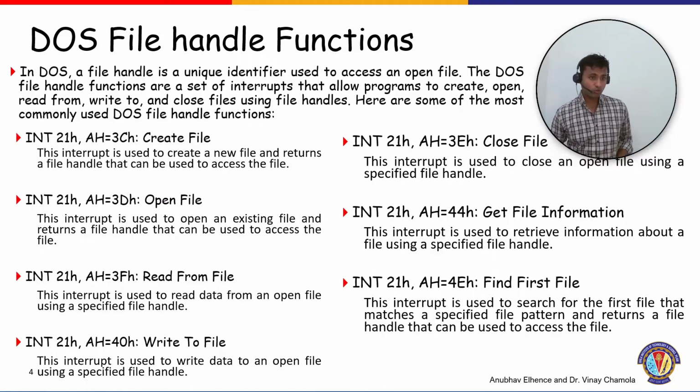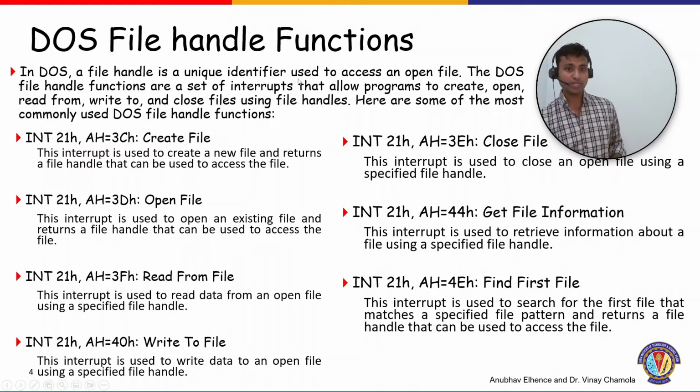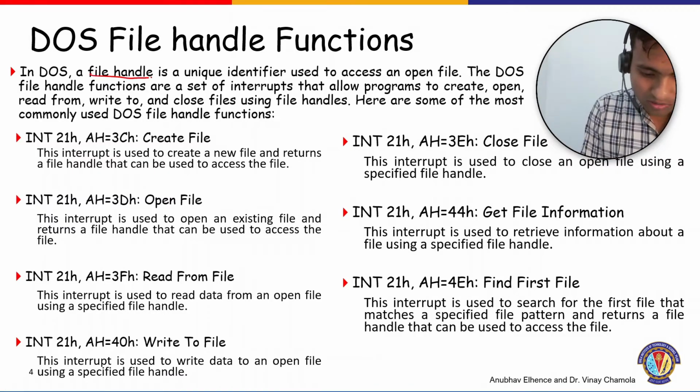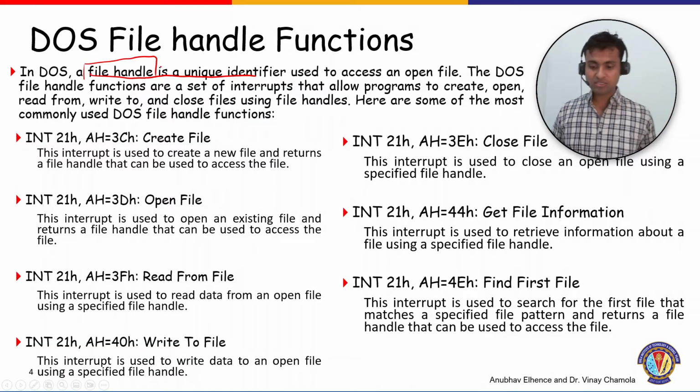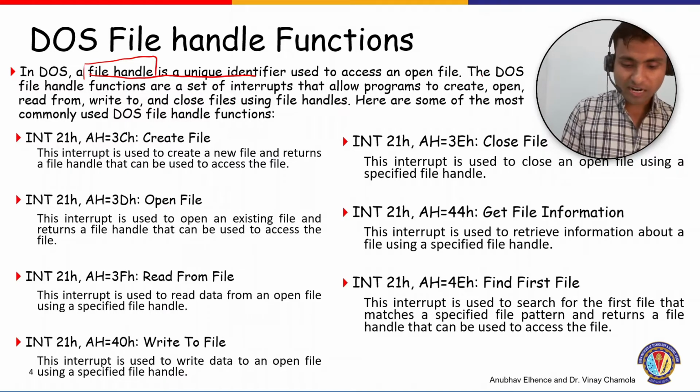So let's look at the common DOS file functions which are available. In DOS, a file handle is a unique identifier. All right, there are two methods. We'll be primarily focusing on the file handle method because it is easier to use and much more practical. The DOS file handle functions are a set of interrupts that allows programs to create, open, read from, write to, and close files using file handles.